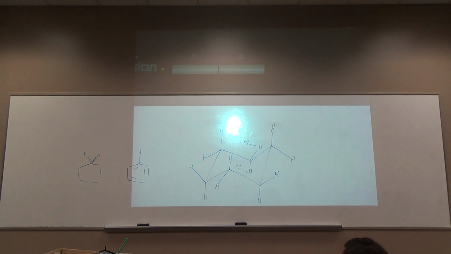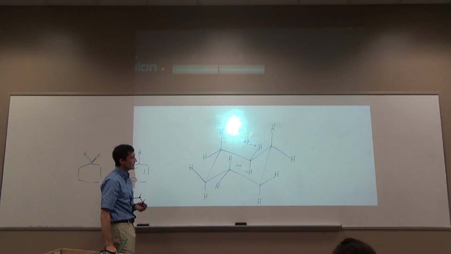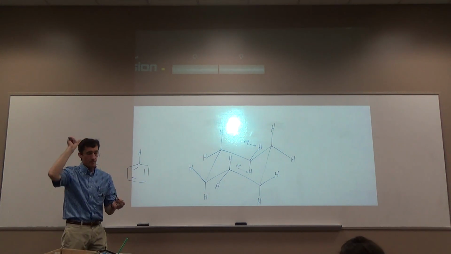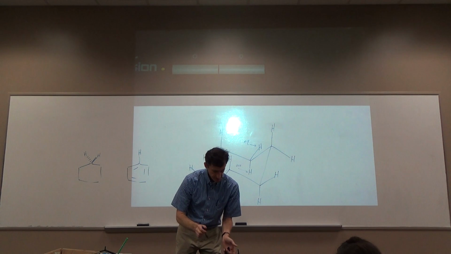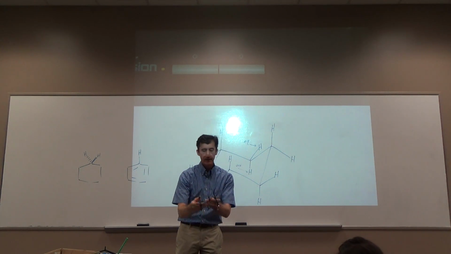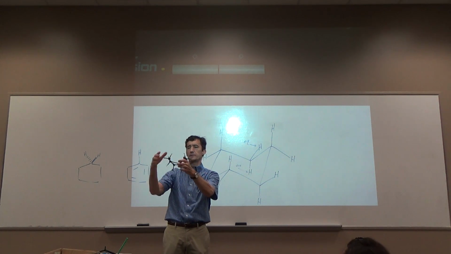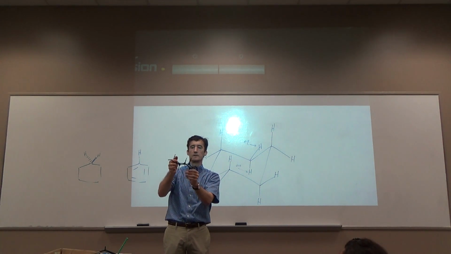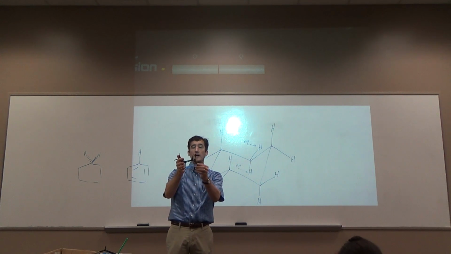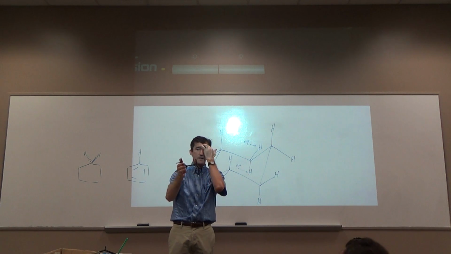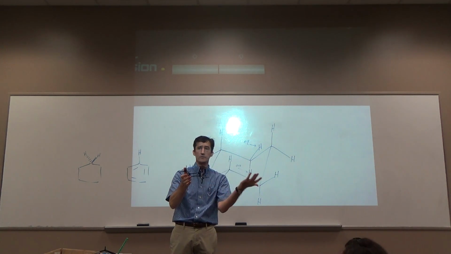Questions up to this point? Axial versus equatorial positions. Okay, commonly to be able to show what's called a ring flip. That is, this thing can sort of, instead of rotate, it can do a ring flip where this end comes up and this end comes down. And we can go to another chair conformation. Now with cyclohexane, that one's going to be equivalent to the first one.